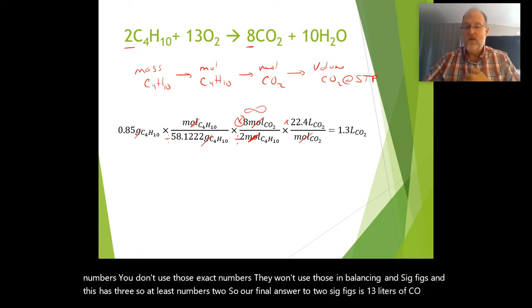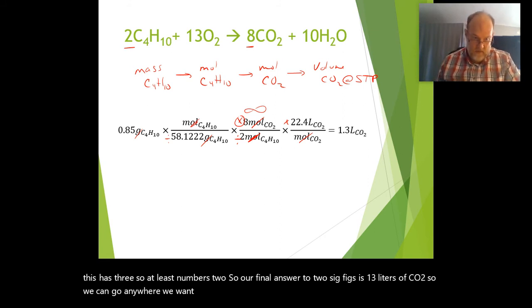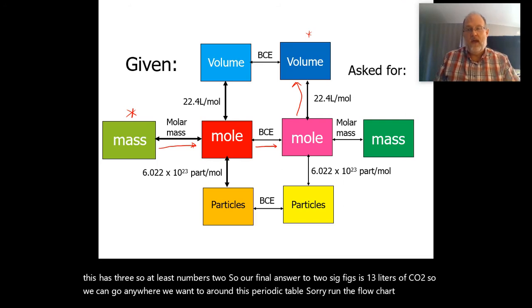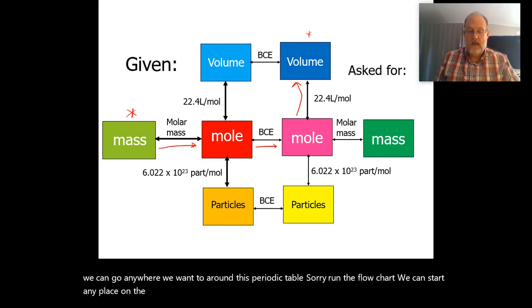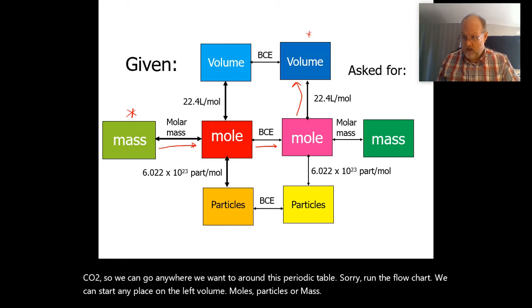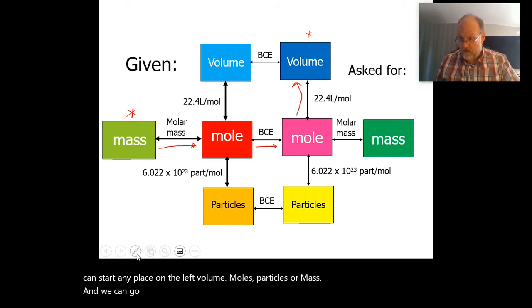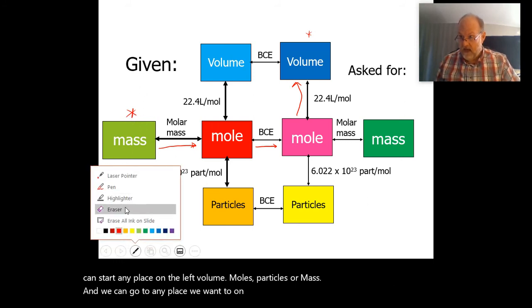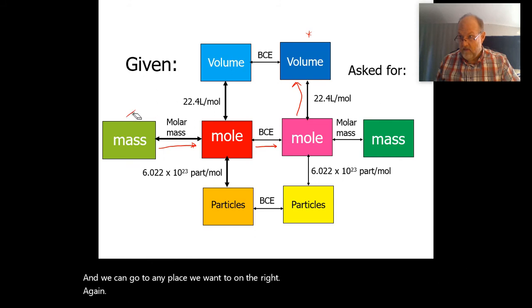So we can go anywhere we want to around this flow chart. We can start any place on the left: volume, moles, particles, or mass. And we can go to any place we want to on the right: volume, moles, particles, or mass. We can do anything we need to.